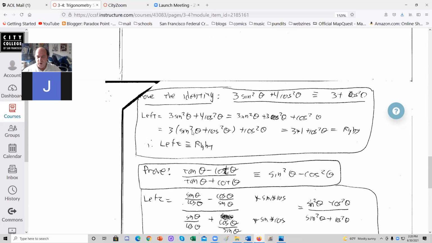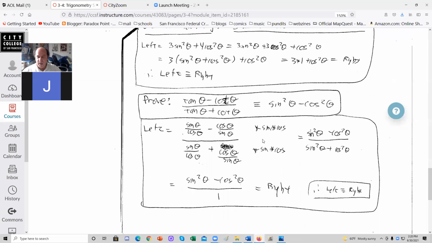And these first two terms factor out a 3. So 3 times (sine squared plus cos squared), plus cos squared. Sine squared plus cos squared equals 1. So you get 3 times 1 plus cos squared. And that's 3 plus cos squared, which is the right side. And so therefore the left side is identical to the right side, and we're done.